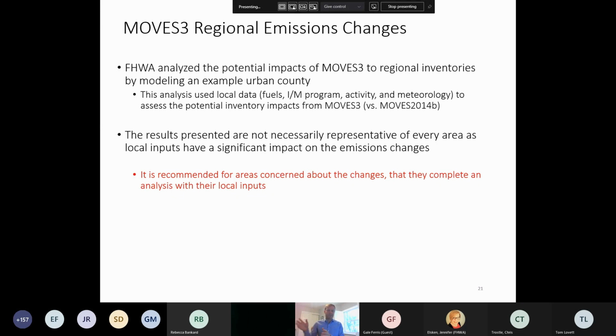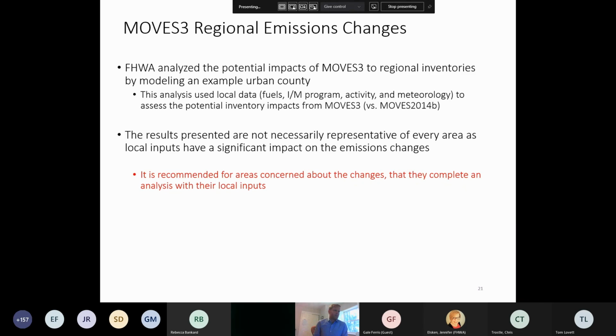How does the aggregate total change? How's your inventory going to change if you use the exact same assumptions, but now with the new model? Because obviously for SIPs and conformity, if you have to use the latest model, you want to know, are emissions going up or down for your same scenario?